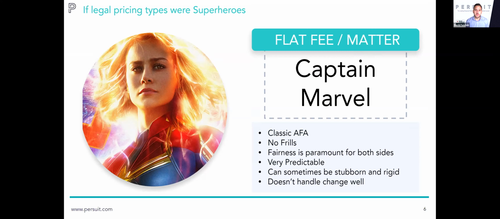We compared the flat fee per matter to Captain Marvel. Captain Marvel is the strongest superhero, and therefore we feel strongly about the flat fee approach. However, without a material deviation language, this approach is still a little stubborn, a little bit rigid. And so we'll talk about how to improve upon the flat fee approach a little bit later.